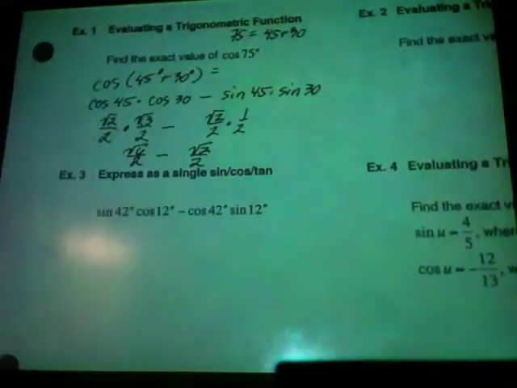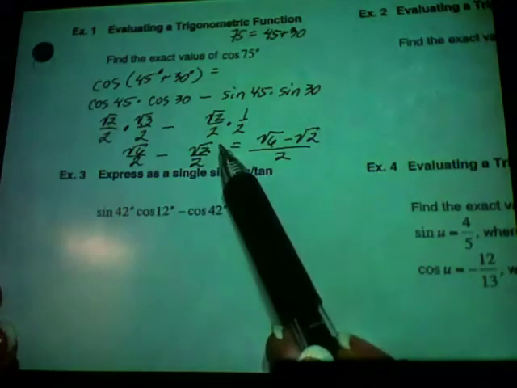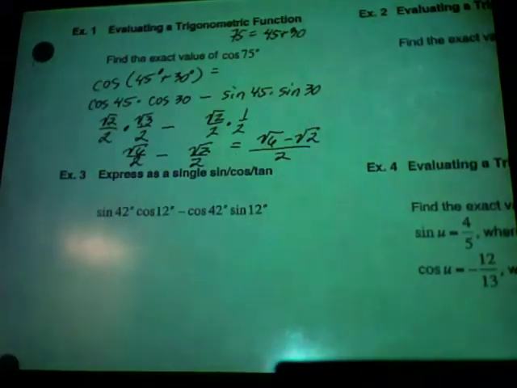Mm-hmm. So your final answer is, since they're both over the same denominator, radical 6 minus radical 2 all over 2. You cannot cancel the 2 into the 6 or the 2 into the 2, because what's inside of a radical cannot associate with what's outside of a radical. They cannot reduce. This is your final answer.